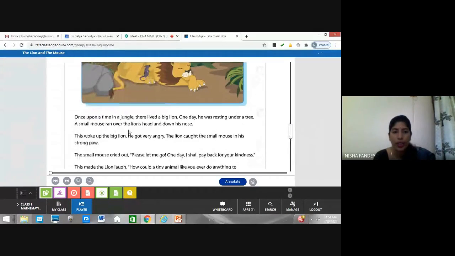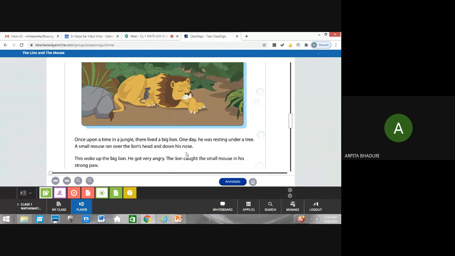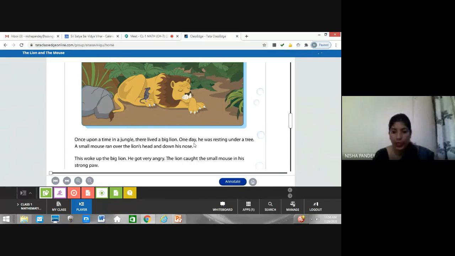Yes, once upon a time in a jungle, there lived a big lion. Okay, can you see this lion? Yes, ma'am. One day he was resting under a tree. Okay, so the lion was resting under a tree. A small mouse ran over the lion's head and down his nose. This woke up the big lion.